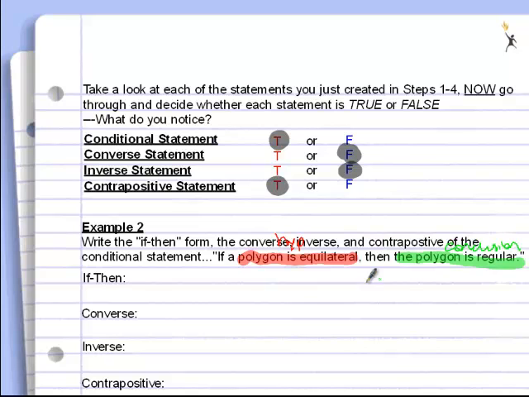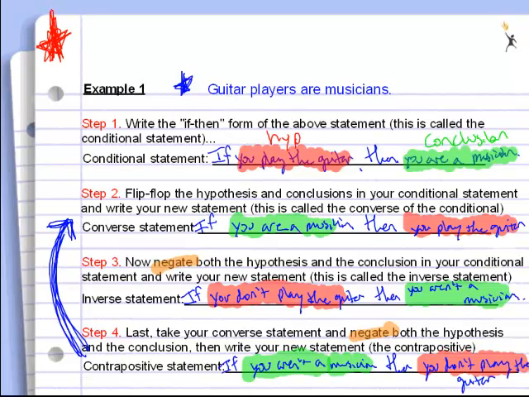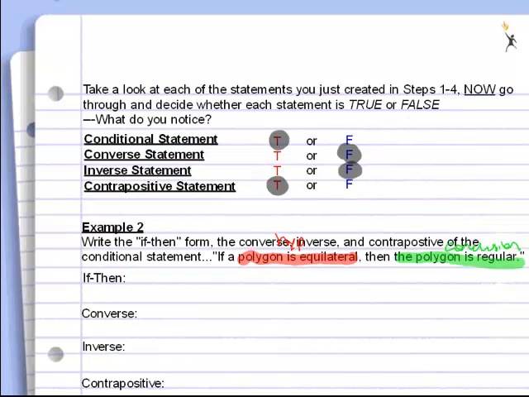And now go through the if-then, the converse, the inverse, and the contrapositive statements. Look back at example 1. See how we took a statement, made it an if-then. Then, see how we did the converse statement. See how we did the inverse. See how we did the contrapositive. I want you to practice right now in example 2. Pause the video, and then when you're done with those 4, hit play.